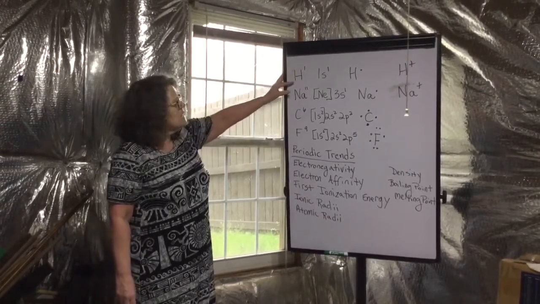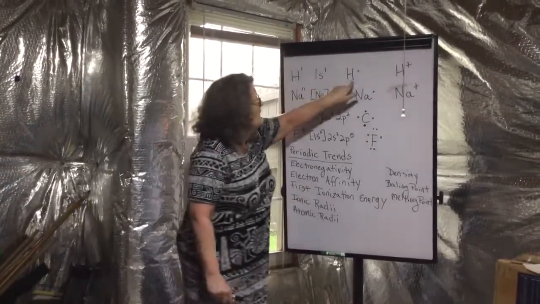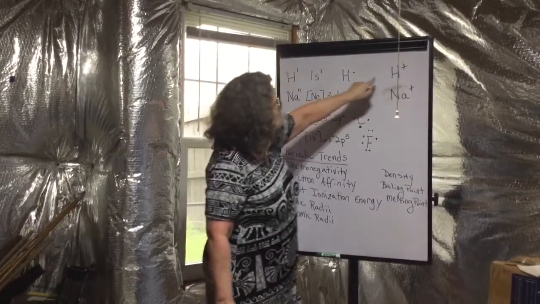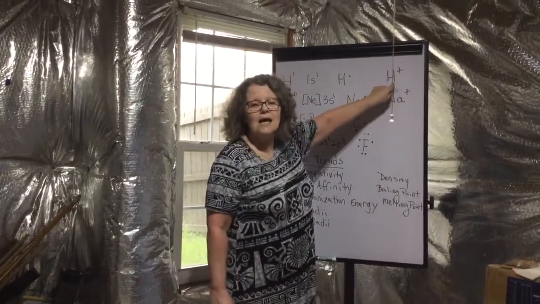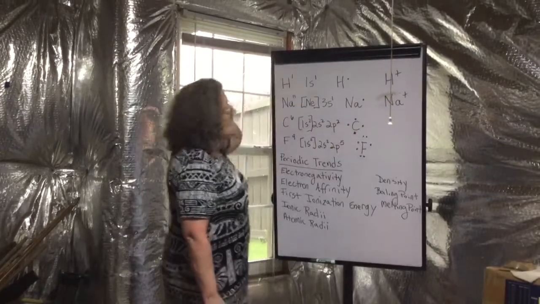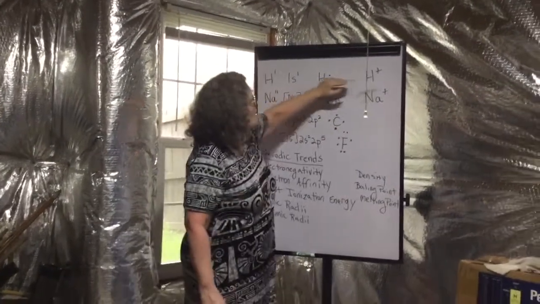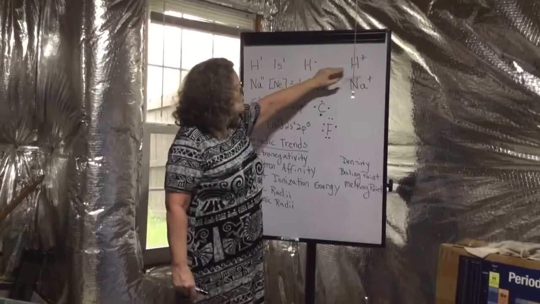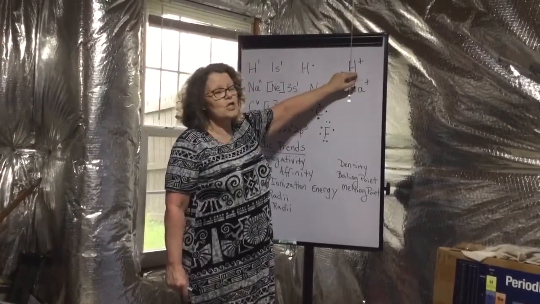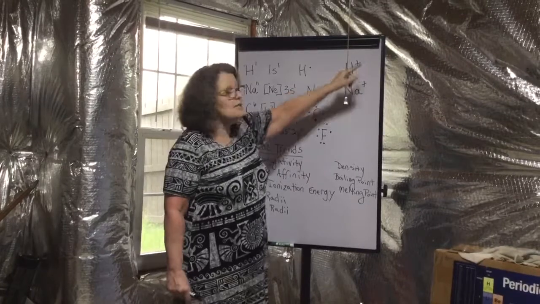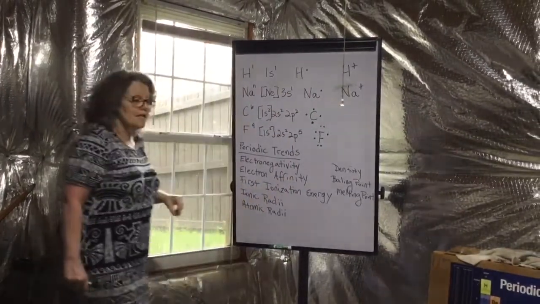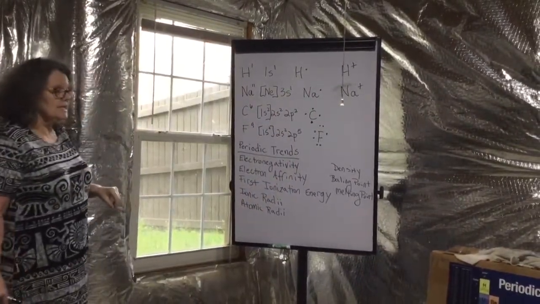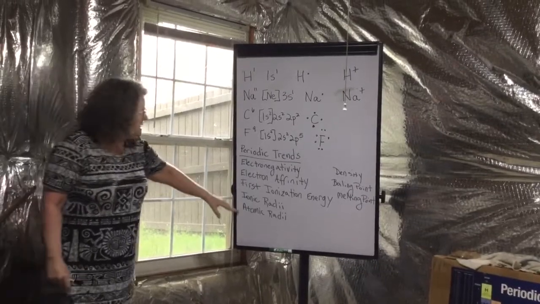For instance, with hydrogen, the radius of the atom, hydrogen, versus the radius of the ion, the positive hydrogen ion. This is going to be bigger. The hydrogen atomic radius is going to be greater than the hydrogen ion radius because it's lost that electron. Okay? It's going to be a smaller radius. But you're going to graph that, okay?